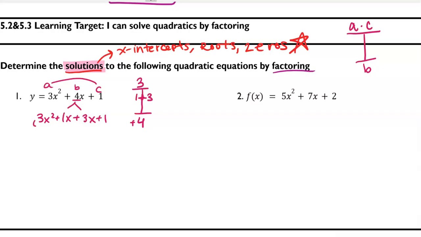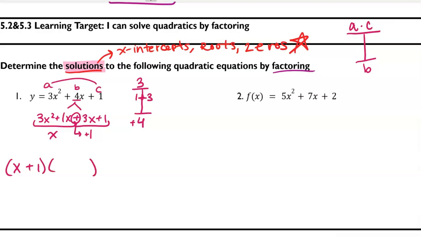Now that we have 4 terms, we can group them. And let's look at the first group, 3x squared plus 1x. What can we factor out of 3x squared and 1x? We can only take out an x. From the second group, 3x plus 1, well, we can only take out a 1. This number, the first number, is positive, so we're taking out a positive 1. Now we're ready to write our answer.